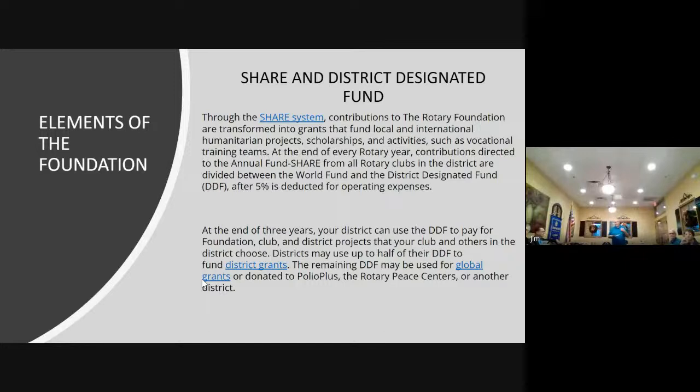So for every dollar that we donate, whether it's $100 a year or $140 or whatever it is, half of that money comes back to our district after 3 years and is used for our district project. So if we want to do a matching grant, we use district funds to help fund our district project. So those funds come from the Rotarians in our club and in our district to help fund our local projects. Thanks, Gary.